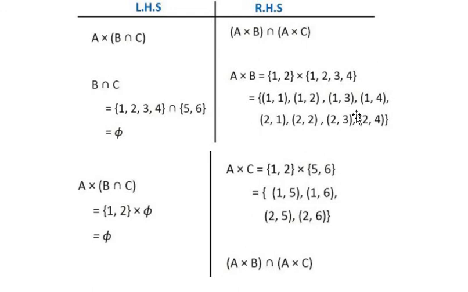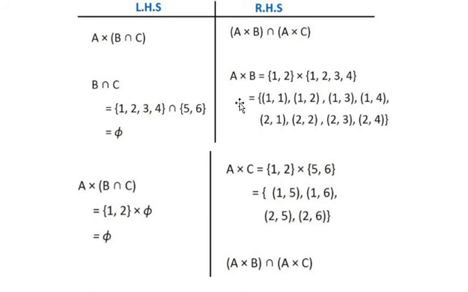Similarly, A cross C. For A cross C, we will take the cross product of {1, 2} with {5, 6}. So here (1,5), (1,6), (2,5), (2,6). Total 4 ordered pairs are there. Now we will check how many ordered pairs are common in A cross B and in A cross C. But clearly we can see there is no ordered pair that is equal.